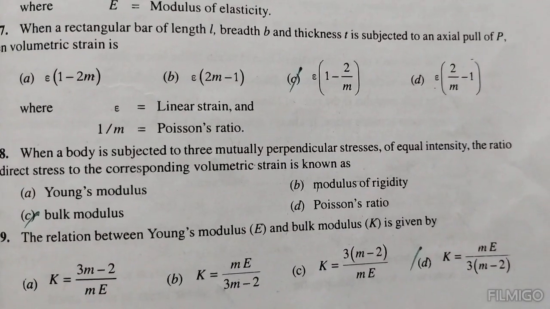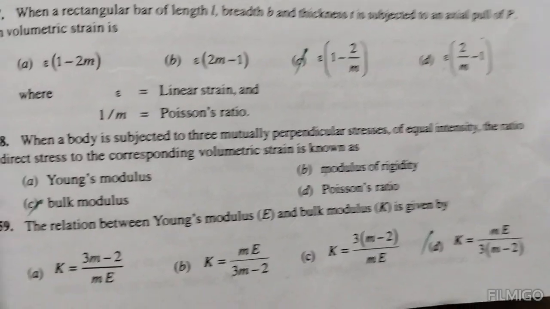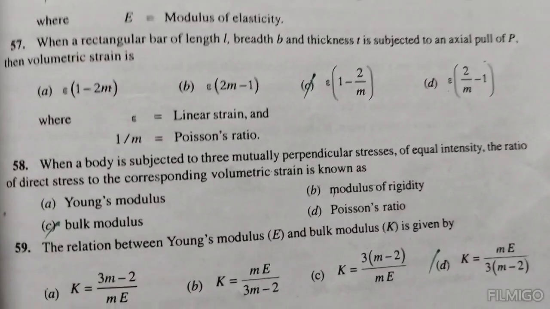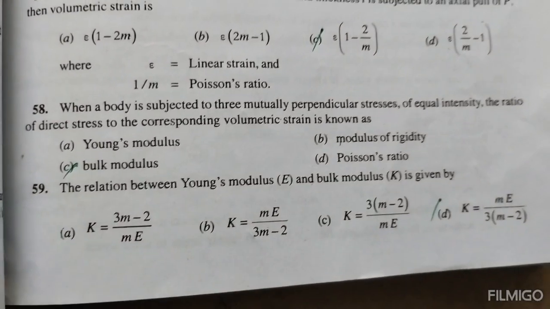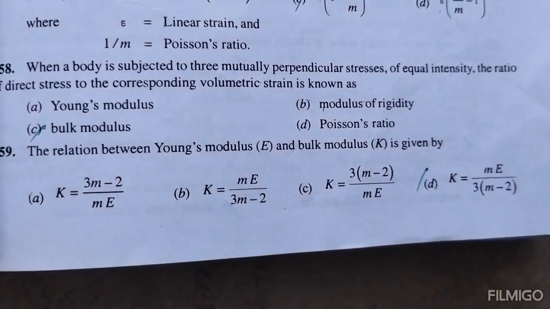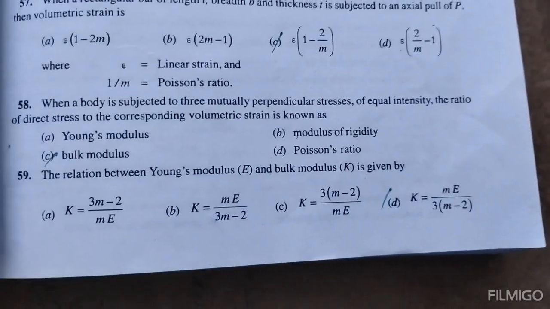When a body is subjected to three mutually perpendicular stresses of equal intensity, the ratio of the direct stress to the corresponding volumetric strain is known as bulk modulus. The relation between Young's modulus E and bulk modulus K is given by K is equal to ME by 3 of M minus 2.